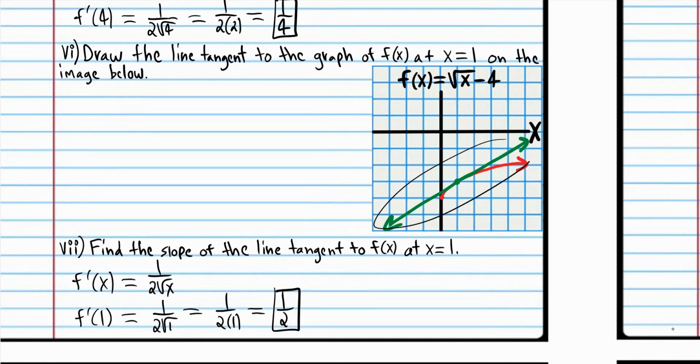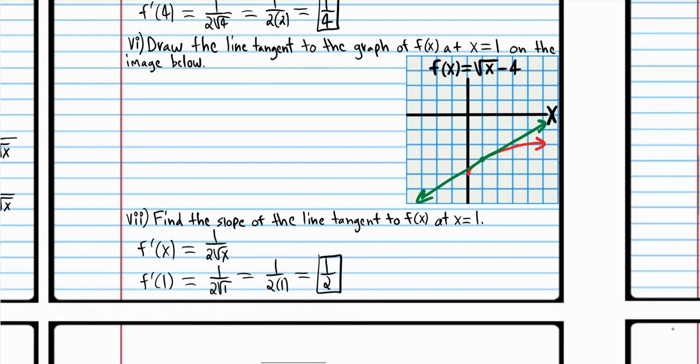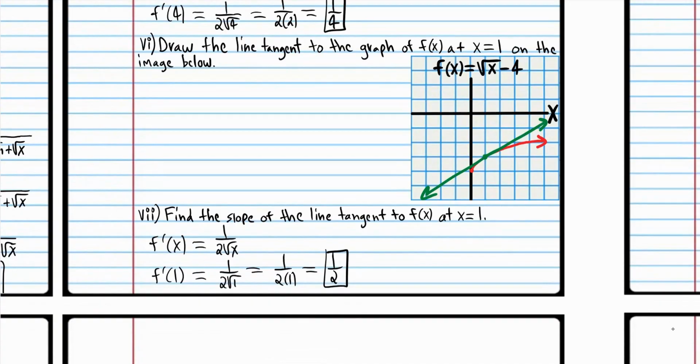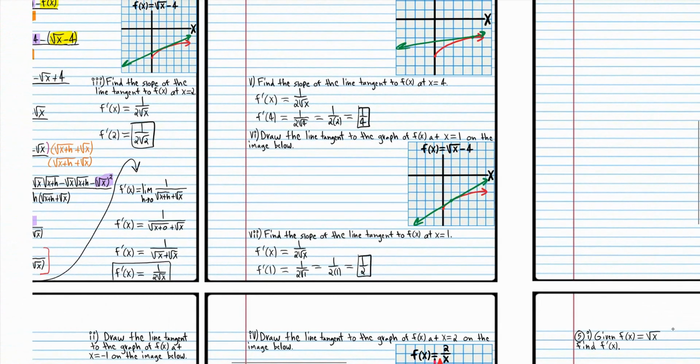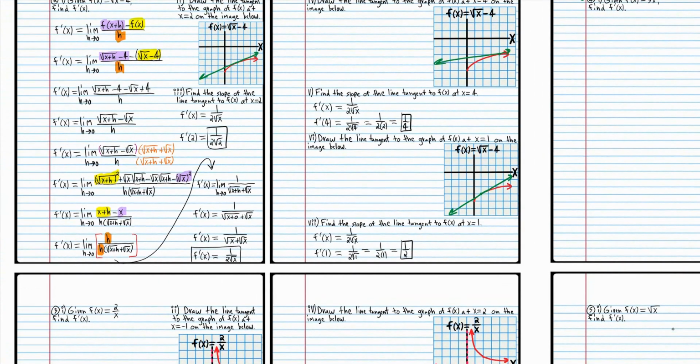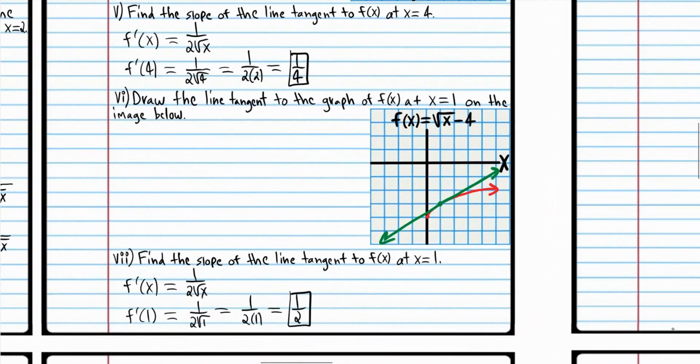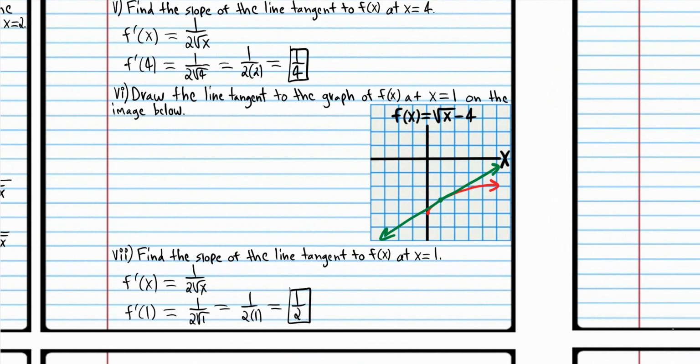My line looks like it has a slope maybe close to 1/2. Again, these lines are just drawn quickly, so it may not be exact, but that is the instantaneous rate of change of the function, meaning the instantaneous rate of change of the y values of the function when x is equal to 1. It's the slope of that green tangent line.